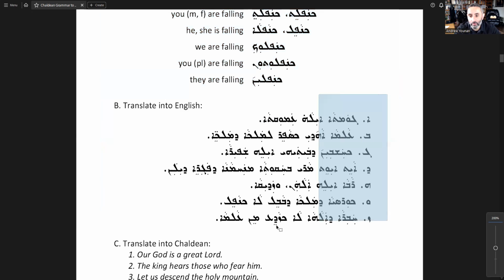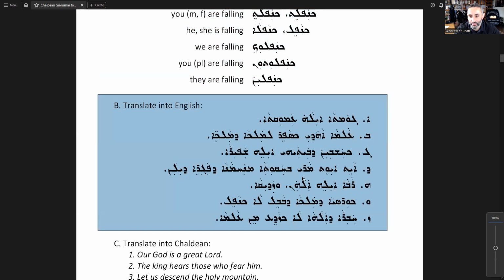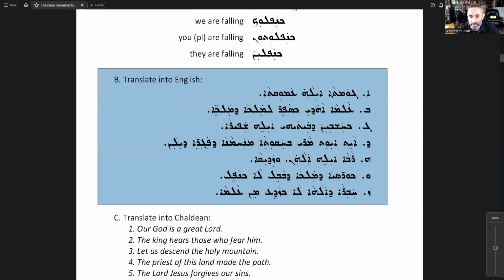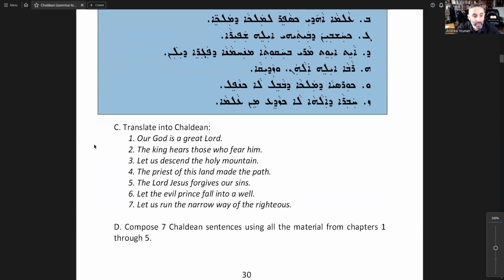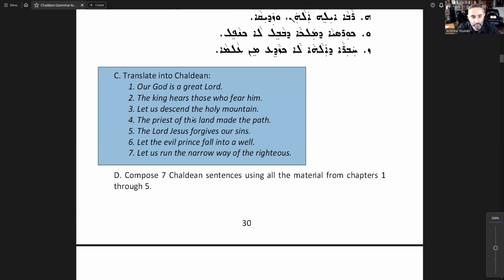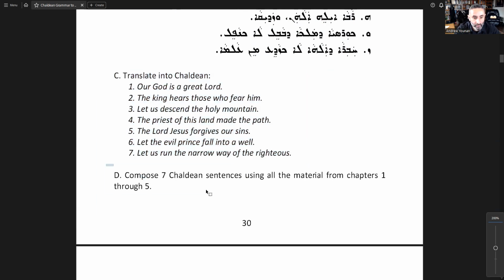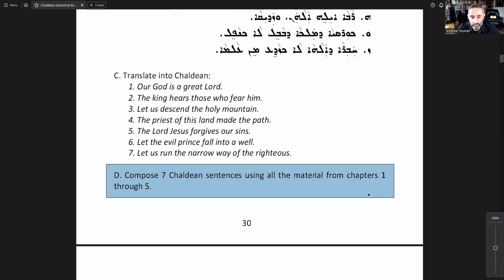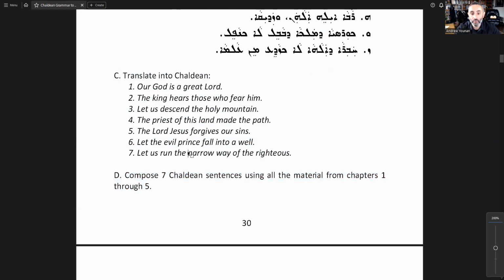Now we have full sentences we can translate, not just phrases. Have fun with this. Take your time with it. Let it really absorb. And now you can translate full sentences into Chaldean actively. Really enjoy this as you're doing it. And then write some sentences of your own using the material and the vocab from chapters 1 through 5. You don't know how to say the future tense yet or the past tense. Stick with the present tense or the subjunctive. All right. Good luck.